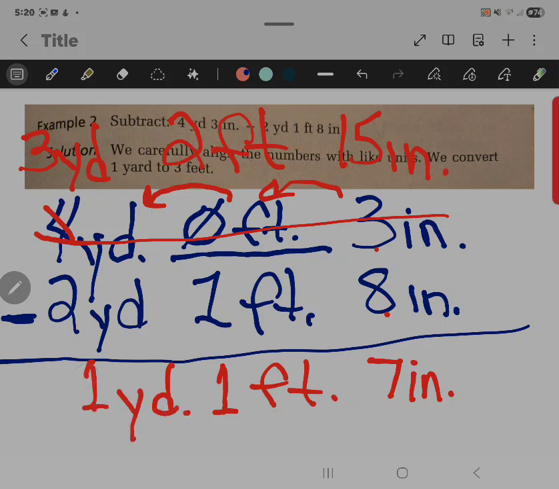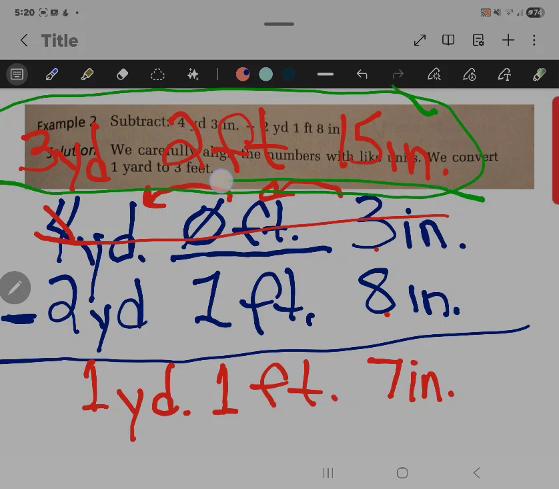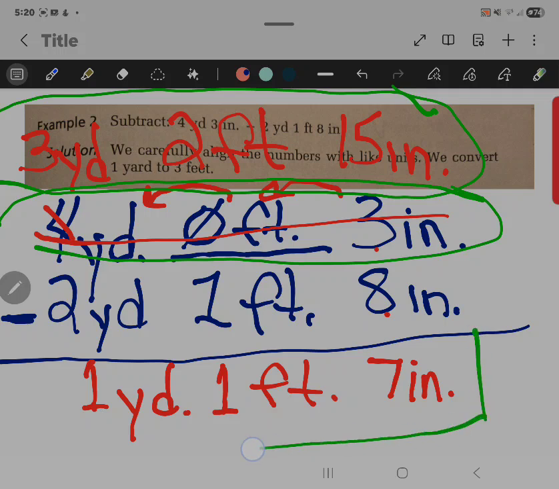These two things are equal. This 3 yards, 2 feet, 15 inches is exactly the same as 4 yards, 0 feet, and 3 inches. I just wrote it differently so that I could subtract the bottom question. So our final answer is 1 yard, 1 feet, and 7 inches.